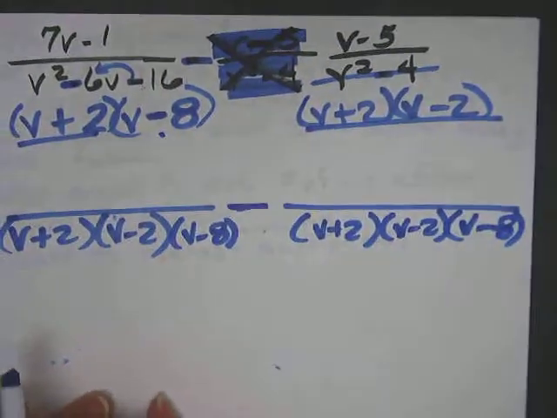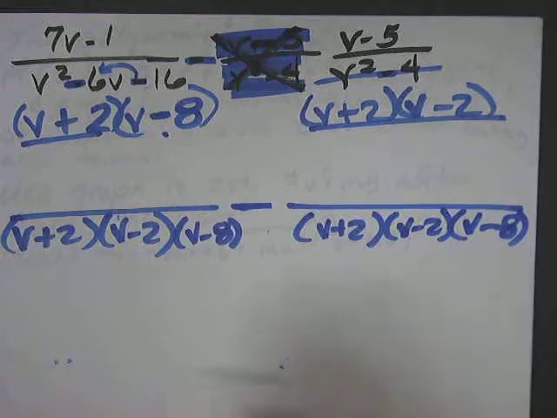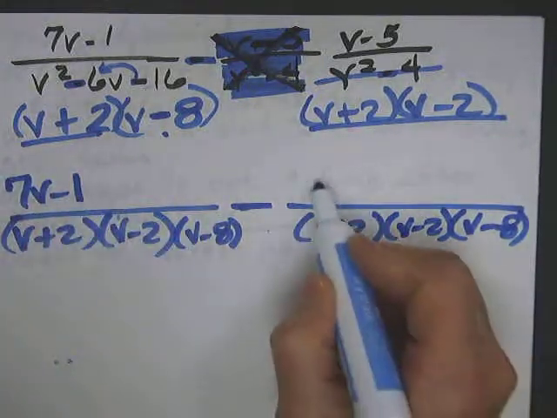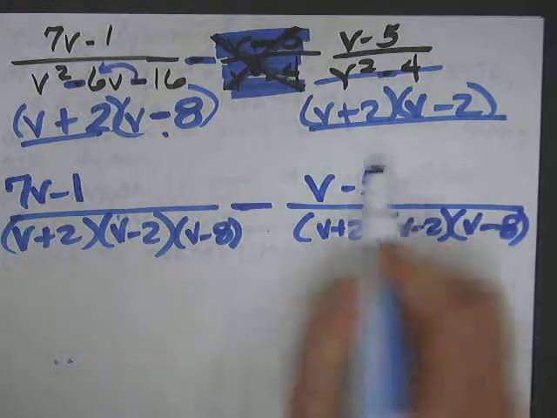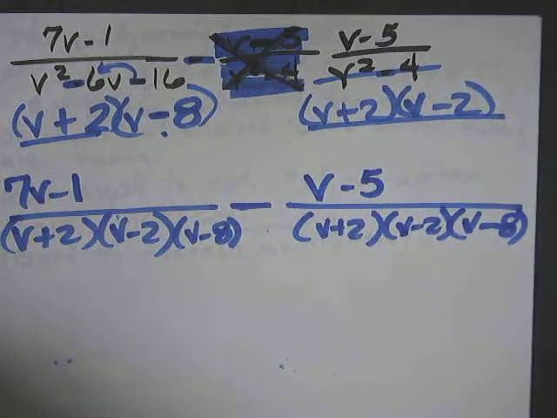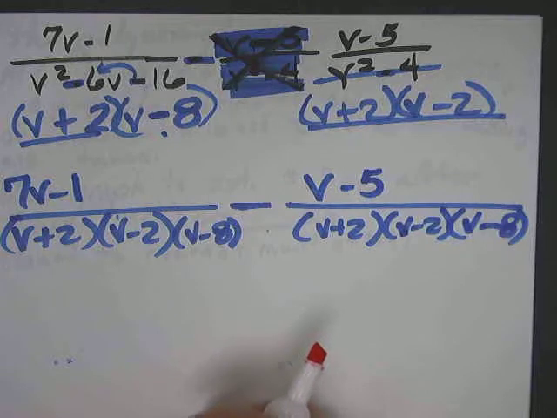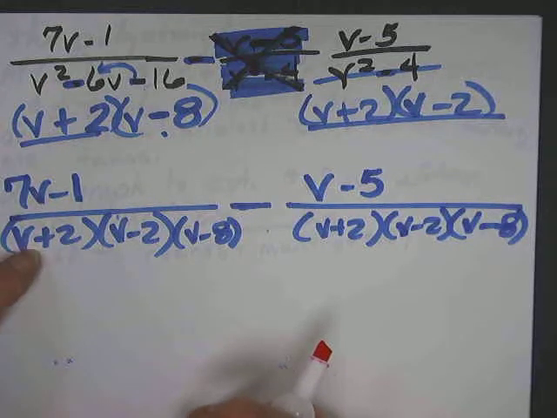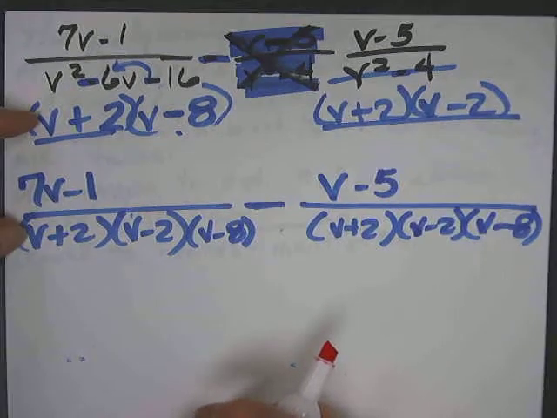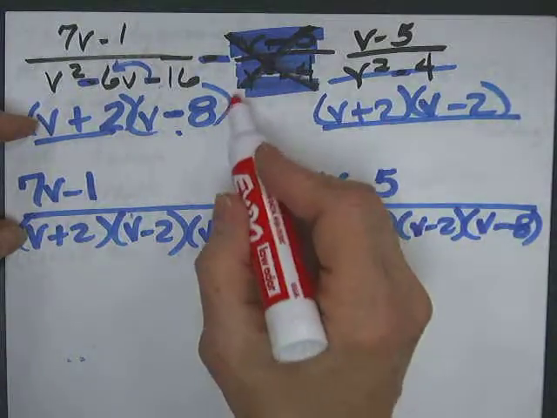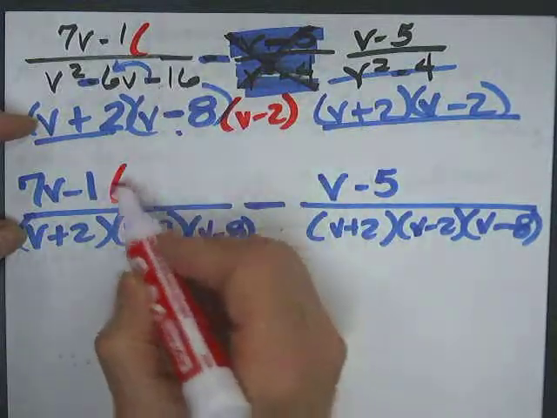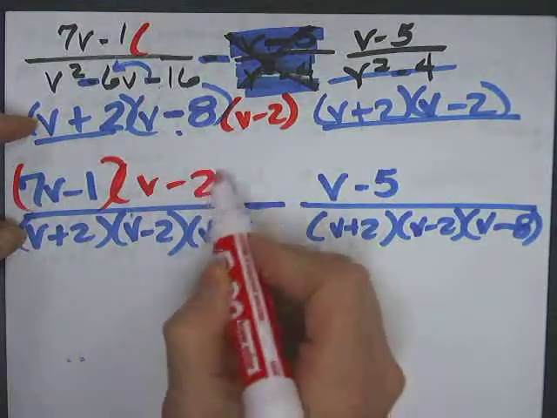Okay, so what is our common denominator? Plus 2. Yeah, we need a plus and a minus 2, don't we? And we already have a plus 2, so we don't need that. We need the v minus 8 also, right? Plus and minus 2 and subtract 8. So we've got all those.